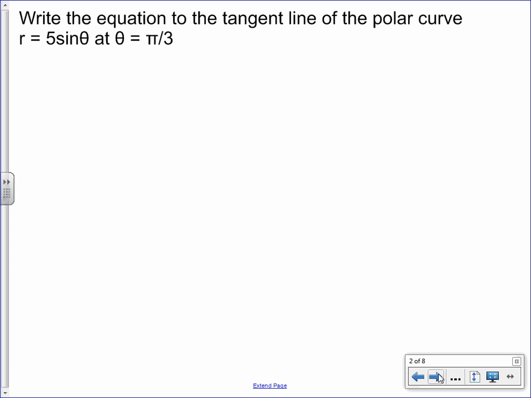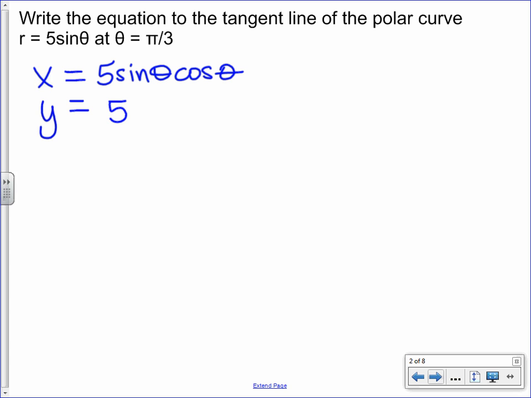So, in order to find the slope of this tangent line that we need to write, we need dy/dx. We're also going to eventually need the x, y coordinate so we know where to put the tangent line. So the first thing, let's just go ahead and write what our x and y conversions are. X would be r cosine theta, and y would be r sine theta.